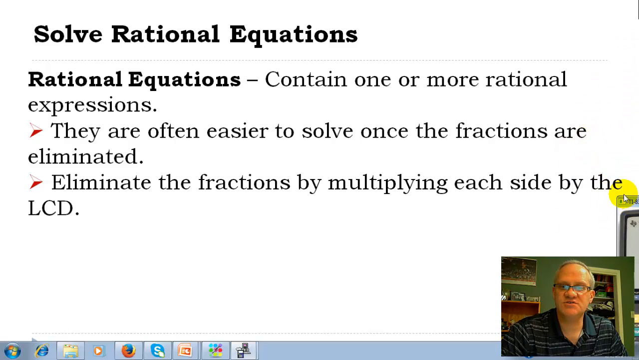Then eliminate the fractions. Here's how we're going to do it. We're going to get rid of the fractions by multiplying everything on both sides of the equation by the lowest common denominator. Remember, we were talking about that in the last section as the least common multiple. If we multiply everything on both sides by the common denominator, it'll cross out every fraction, and what's left will not be a fraction. Okay, so let's see how that's going to work.